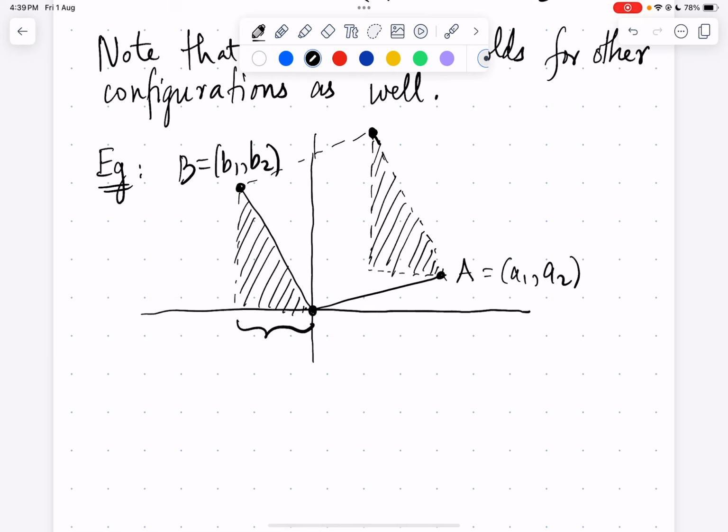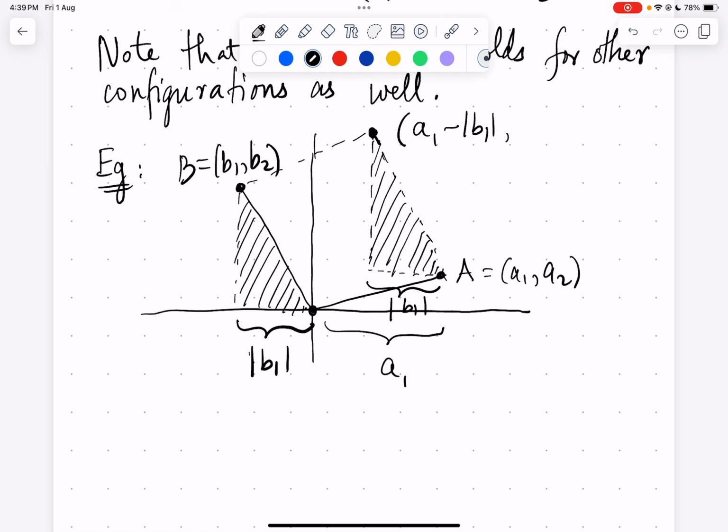Okay, so now what are the coordinates of this fourth point? Well, this length is mod b1. Here b1 is negative, by the picture. So this length is mod b1, and this length is again mod b1. And this length is a1. So the first coordinate of this fourth point is a1 minus mod b1.